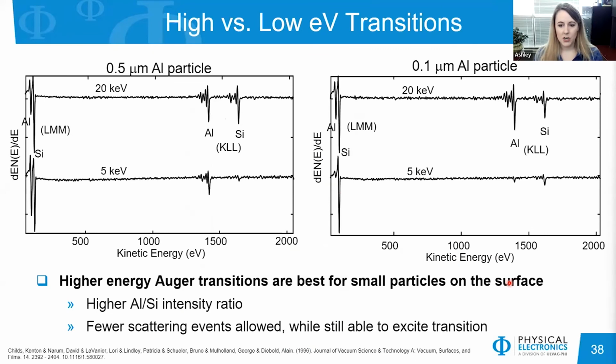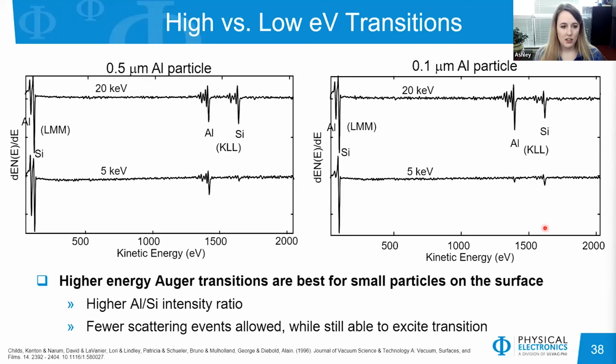Here we have Auger spectra acquired from a 0.5 micron aluminum particle on the left and a 0.1 micron aluminum particle on the right. Both aluminum and silicon have two transitions to choose from when you set up your analysis. They both have the LMM transition at lower energy and the KLL transition at higher energy. If we look at the aluminum to silicon LMM ratio, we see that it is much less than that of the aluminum to silicon KLL ratio.